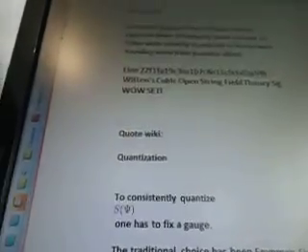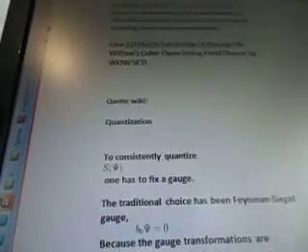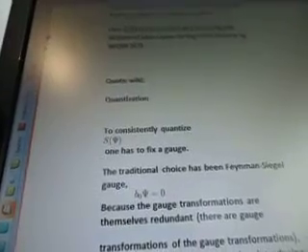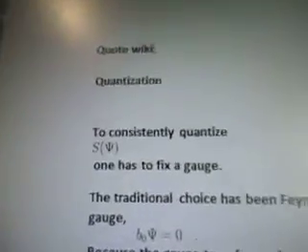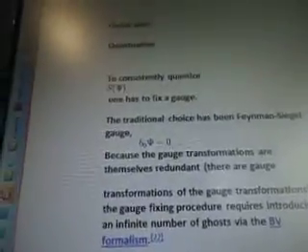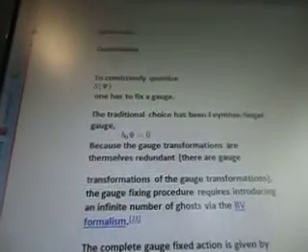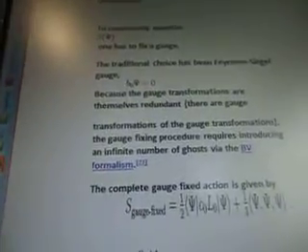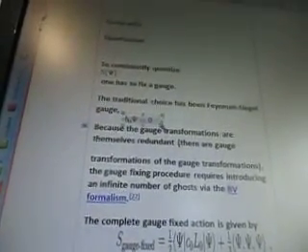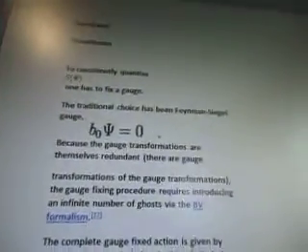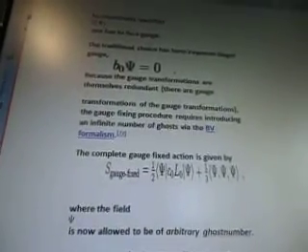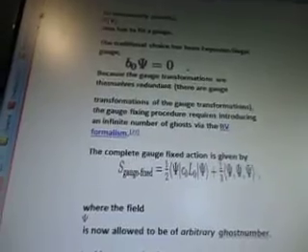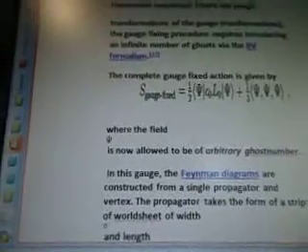Quotes from wiki: quantization. To consistently quantize, S with little symbol, one has to fix a gauge. The natural choice is Feynman-Siegel gauge, this little thing. Because the gauge transformations are themselves redundant, there are gauge transformations of the gauge transformations. The gauge fixing procedure requires introducing an infinite number of ghosts via the BV formalism.